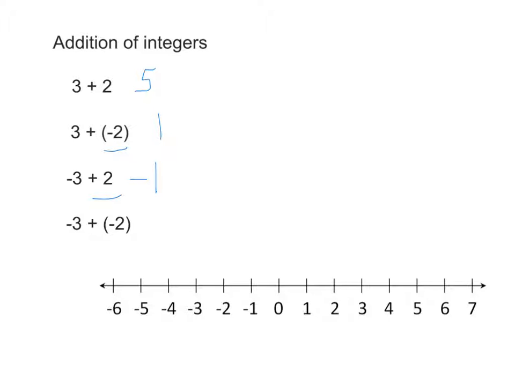Last one, two negative numbers. For these two negative numbers, I'm moving to the left twice. I'm down at -3, and then an additional 2 more in the left direction. So I end up at -5.